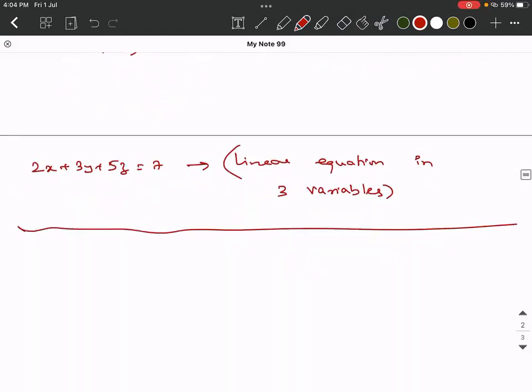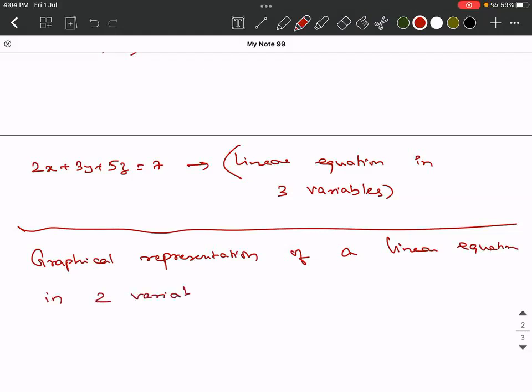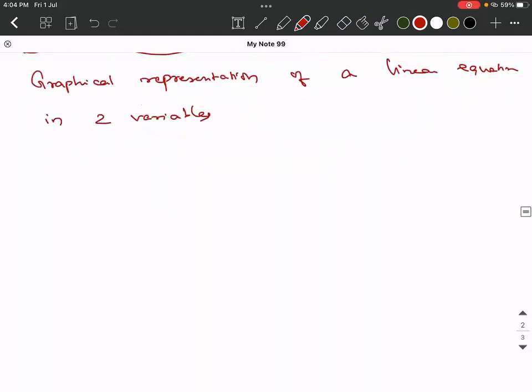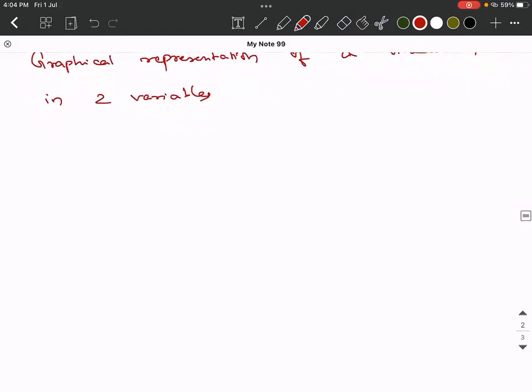Now what you would have learned is the graphical representation of a linear equation, to be more specific, in 2 variables. What does it represent? When you plot it, what shape does it take? Straight line. That is what I'm asking.